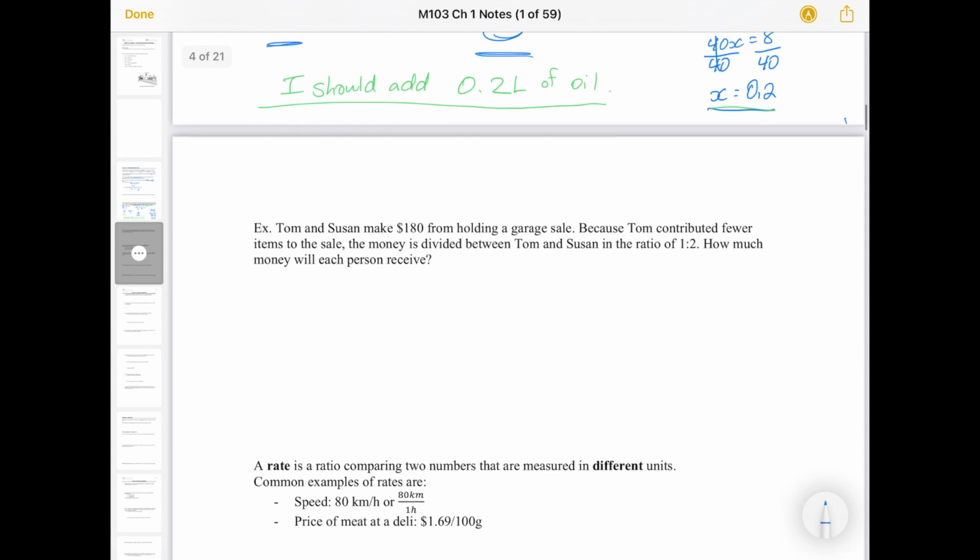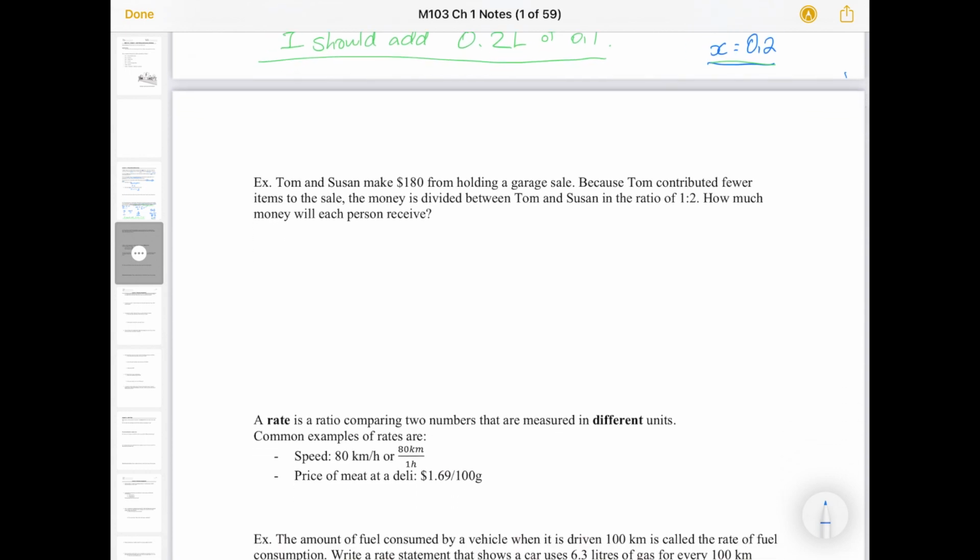Okay, let's see. I got a few more examples here as well. So Tom and Susan make $180 from holding a garage sale. Because Tom contributed fewer items to the sale, the money is divided between Tom and Susan in the ratio of 1 to 2. How much money will each person receive? Okay, so this is a bit of an interesting question. I like it. So Tom to Susan. All right, so this is Tom to Susan is going to be 1 to 2.